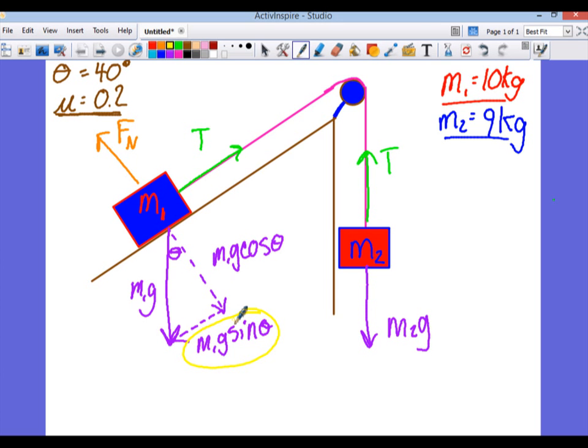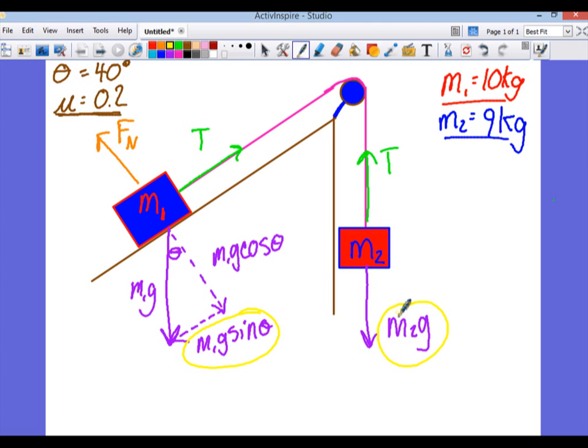And now let's look at mass 2. If mass 2 was all by itself, what would it want to do? Correct, it would want to fall straight down. And what makes it want to fall straight down? Gravity. So the force here is going to be M2G. Now we need to determine which of these forces is larger. Whatever force ends up being larger, that's the way our system is going to go.